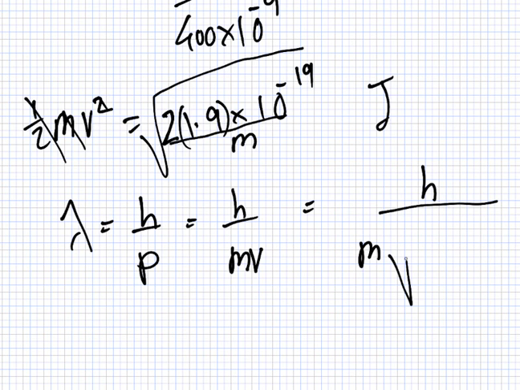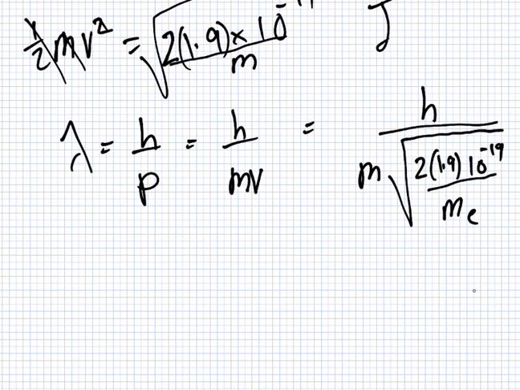So it'd be the square root of 2 times 1.9 times 10 to the minus 19 over the mass of an electron. Now I don't have a calculator, so I want to clean this up a little bit first. You can do it for me. You're going to help the teacher out here.